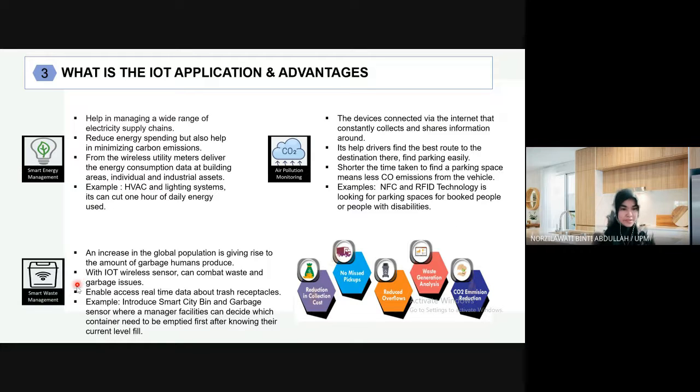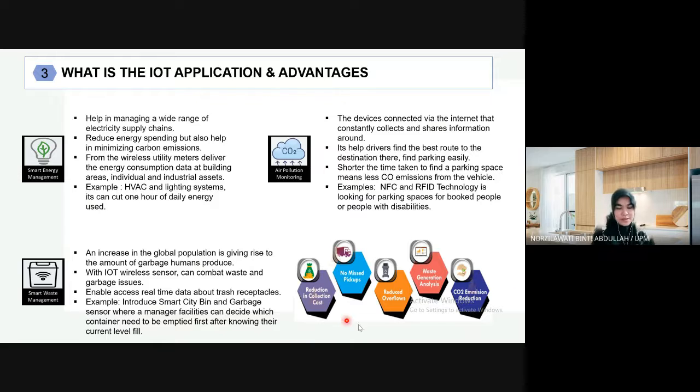Okay, the third one is smart waste management. Okay, in smart waste management, the increase in the global population is giving rise to the amount of garbage humans produce. Okay, with IoT wireless sensors, it can combat waste and garbage issues. It will enable access to real-time data about trash receptacles. Okay, the examples for smart waste management are smart city bin and garbage sensor, where facility managers can decide which container needs to be emptied first after knowing their current fill levels.